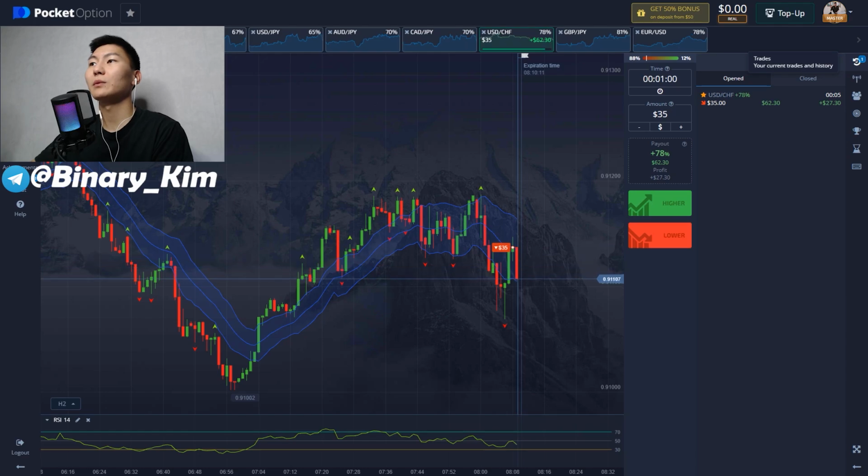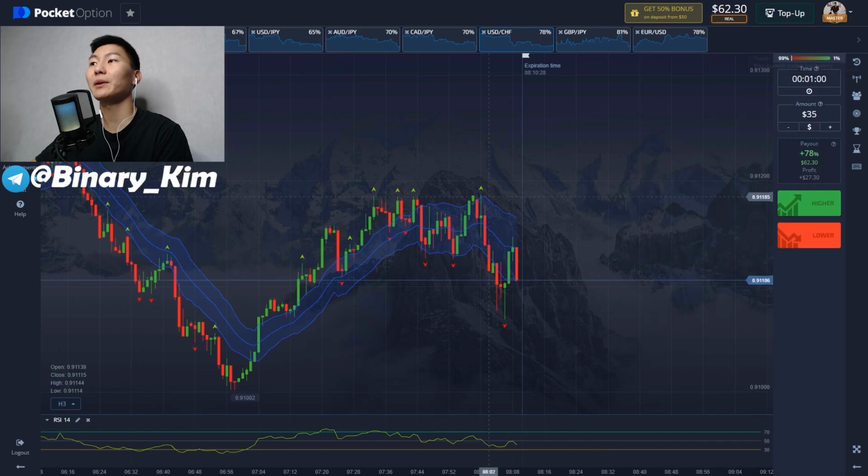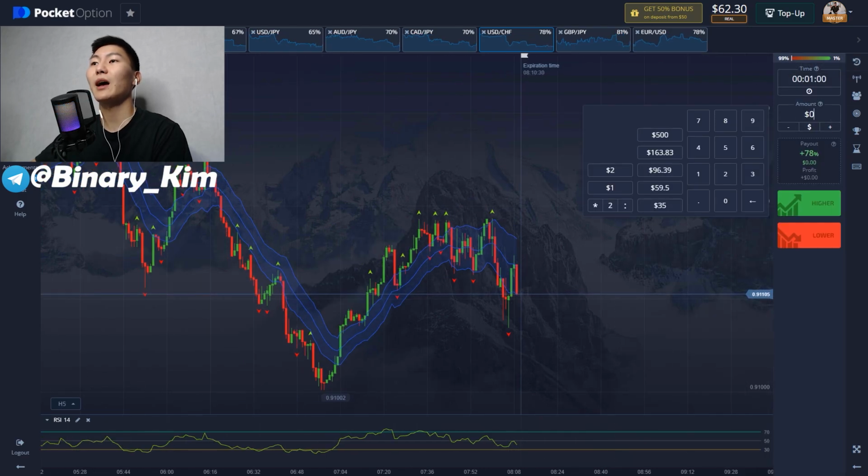5 seconds left before the closing of our position, and there we go, guys. Very nice. Our short position had been closed in profit, guys, exactly as I predicted. That's a good start. We see that the rejection from the middle line did happen, and we played this out perfectly. Let's update the trade amount and put down $62 here, and let's move on, guys.